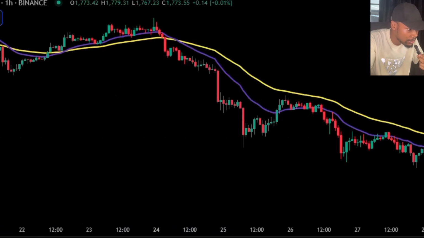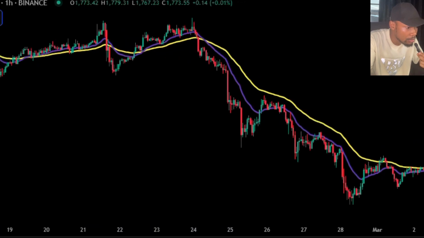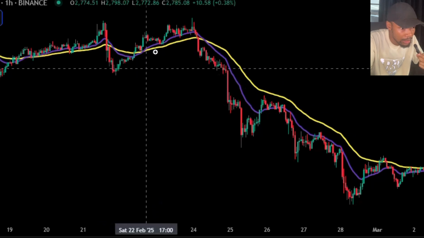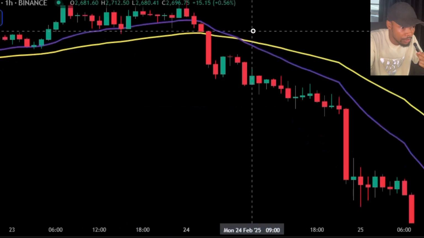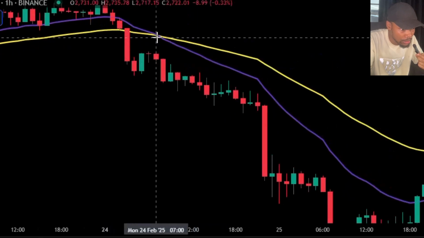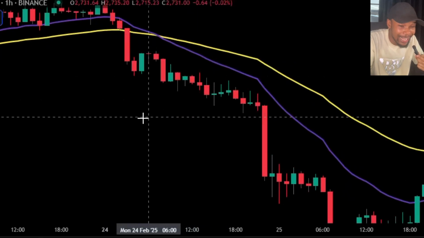I'm going to show you. I'm going to zoom in here. This was a good sign for us to have entered. Okay, so this was a nice cross. We're looking out for a red candle that has no bottom tick.